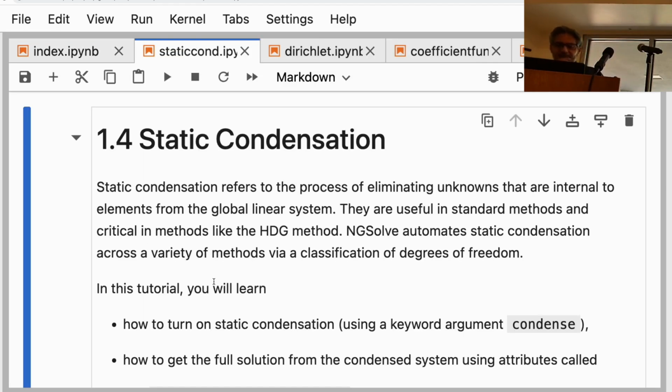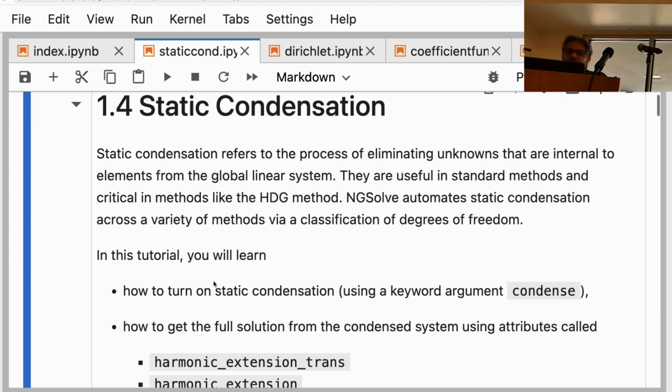Okay, the next topic is static condensation. Okay, this has some long linear algebra formulas, which you can stare at and be happy, or you can work them out. Maybe there's not enough time in this tutorial to work out those formulas, but you know that they are there, and you can return to that whenever you want to.